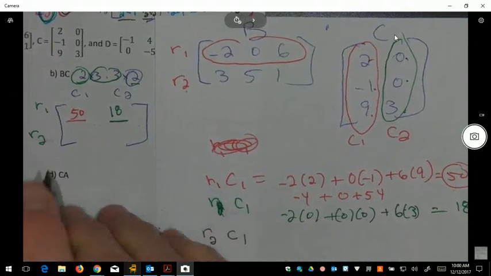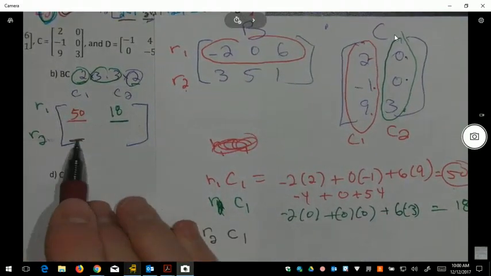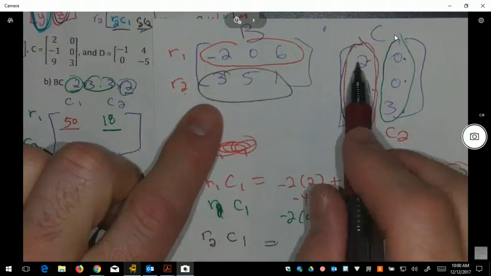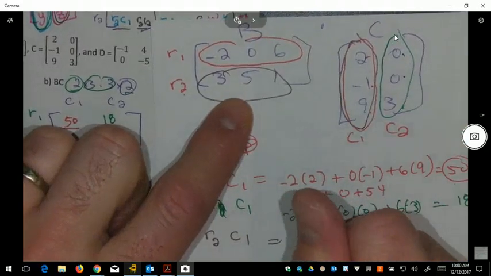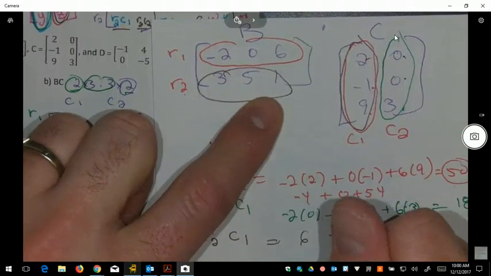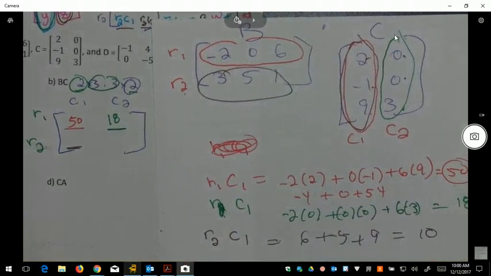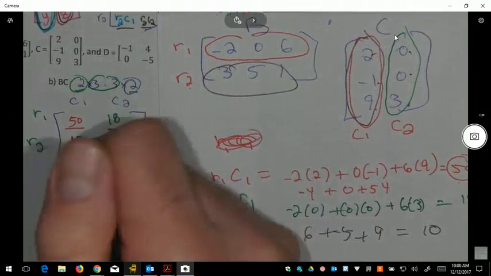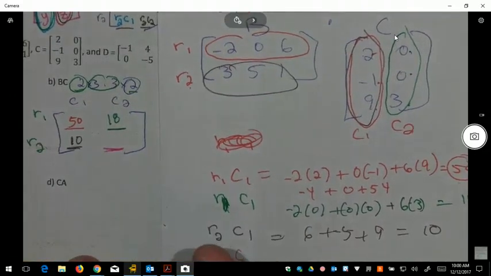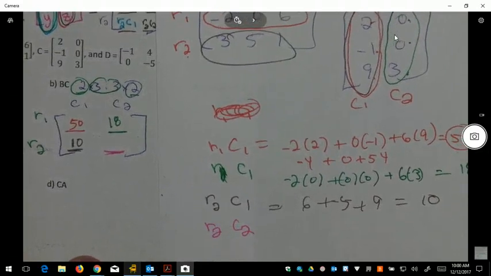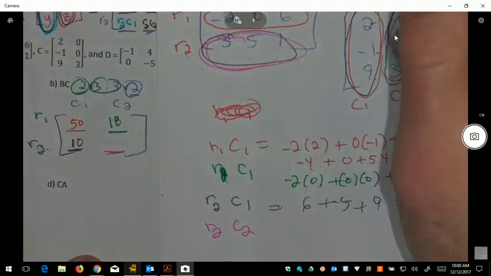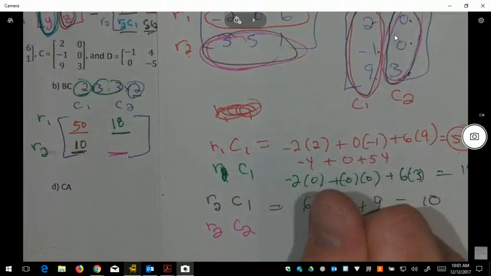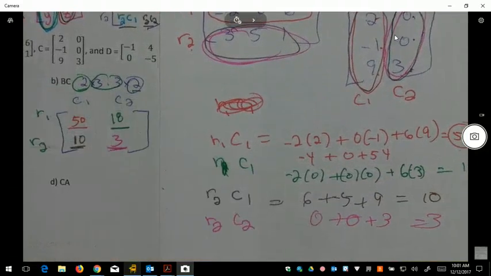Row 2, column 1 is my next element. It's located row 2, column 1. So I'm going to use row 2 and column 1. 3 by 2 is 6, 5 by -1, 1 by 9. Add them up. I get 10. And my last element, row 2, column 2, is what I'm trying to fill. Well, here's my row 2. Here's my column 2. 0, 0, 3. Which is 3.